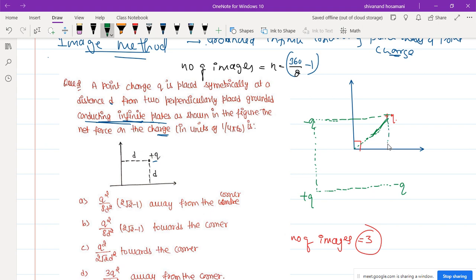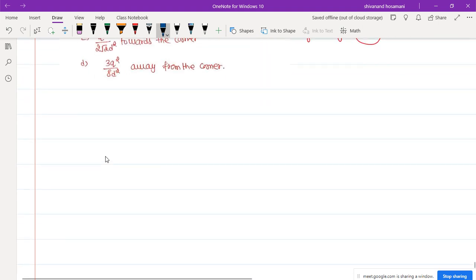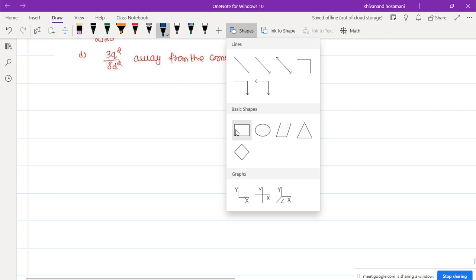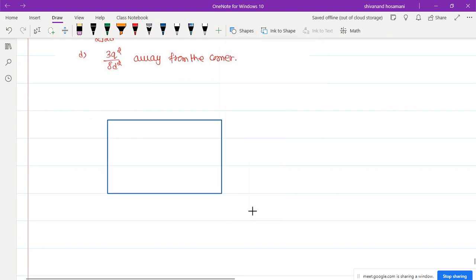Then these are connected like this. So these are the 4 different images formed by the given charge. How do we solve this? Look at this, I'll draw it again. Better let us take this as a square.